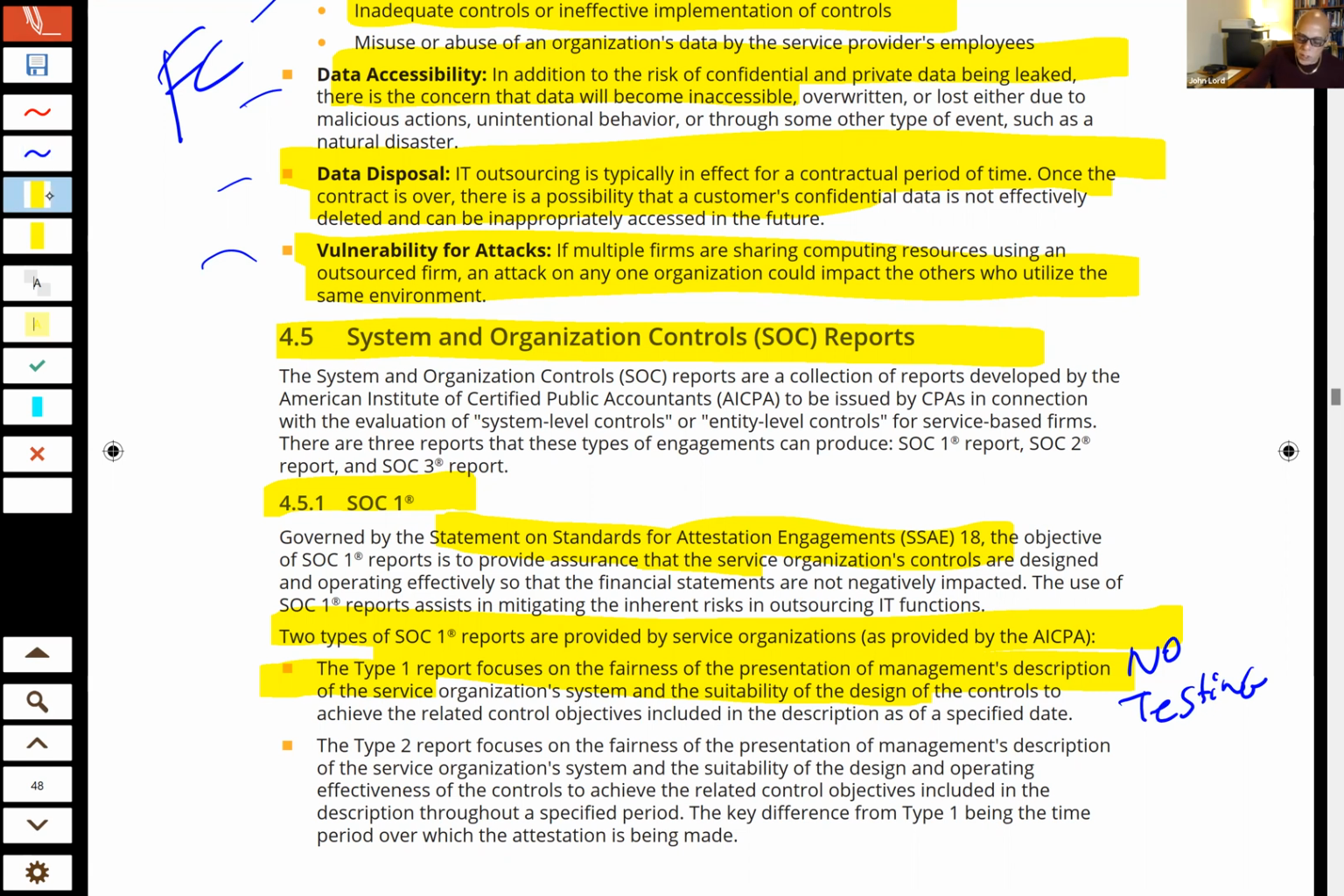When we start to talk about type 2 SOC1 reports, now not only are we looking at design, but also operating effectiveness. That means that they have also tested the controls. And if you were, as an external auditor, to get that kind of report, then you could support a lower assessed level of control risk and then not have to do as much substantive testing, okay? So these SOC1 reports are really used in a financial statement auditing context.